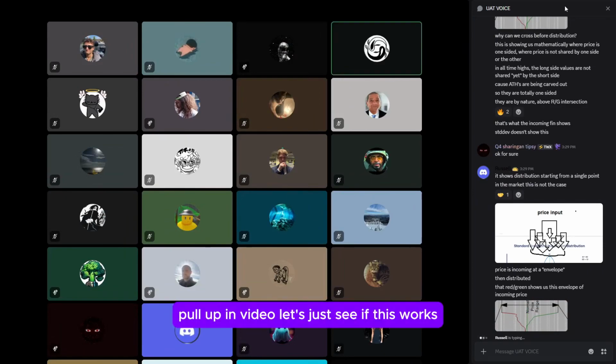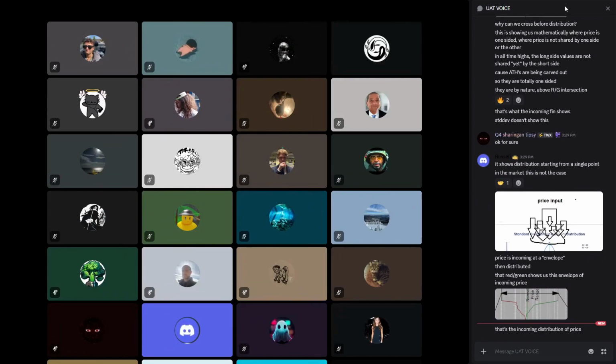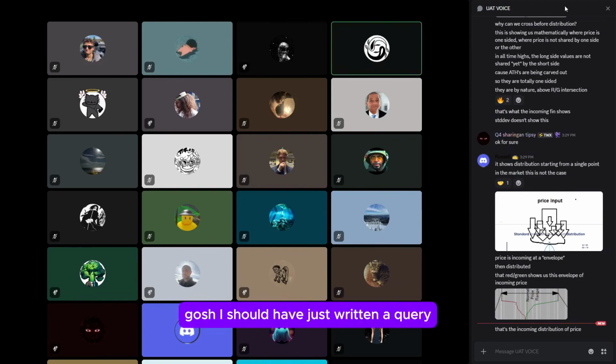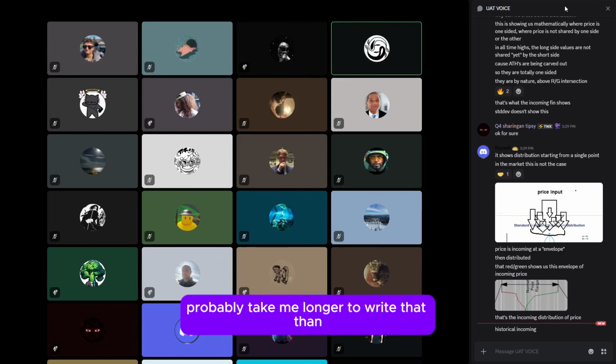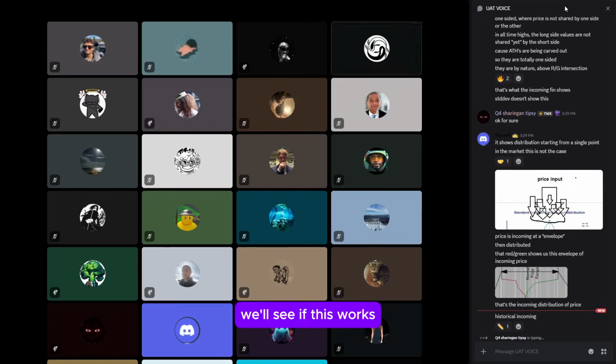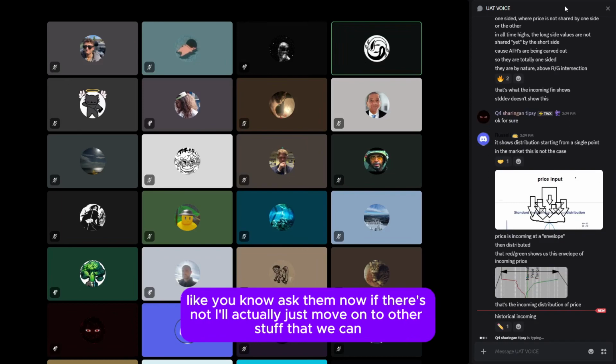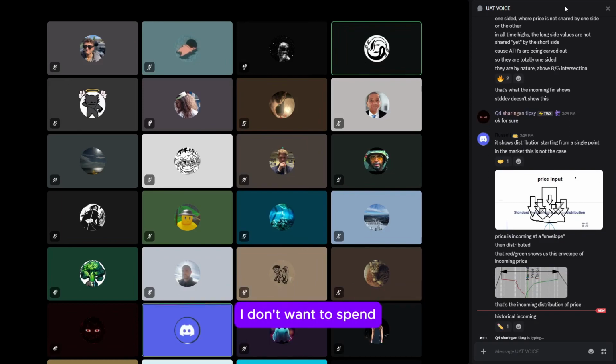pull up NVIDIA. Let's just see if this works. Honestly, gosh, I should have just written a query for it. If you do signals general, you can get the HL values for these things. I'm just kind of time strapped, I guess. It would probably take me longer to write that than just to look. We'll see if this works, but hopefully you guys get the picture. If there are any questions on that, ask them now. If not, I'll move on to other stuff that we can talk about. I don't want to spend all day on this.